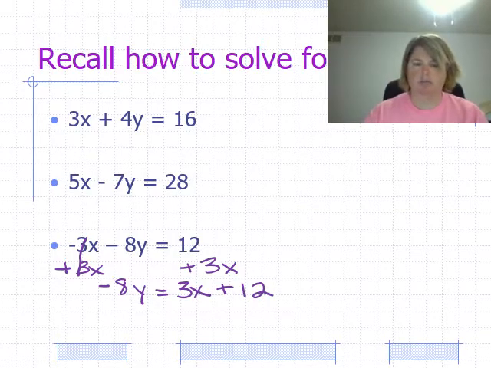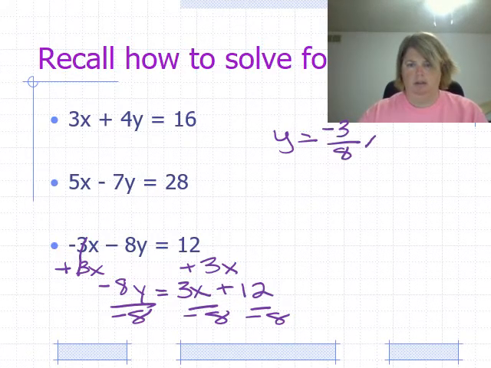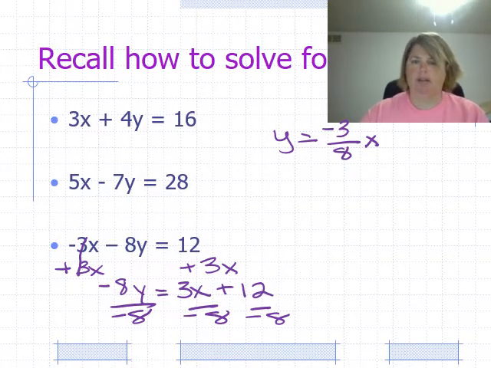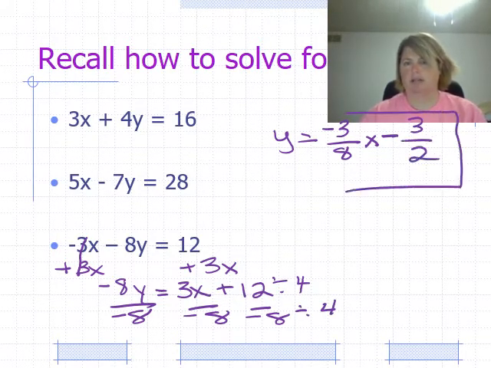Notice that they're not like terms because one has an x and one is a constant. Divide everybody by negative 8. So I have y equals a positive 3 and a negative 8 make negative 3/8x. 3/8 doesn't reduce, so I just leave it like this. A positive 12 and a negative 8 makes a minus. 12 and 8 both have a 4 in common, so this would be 3/2. And we're done.